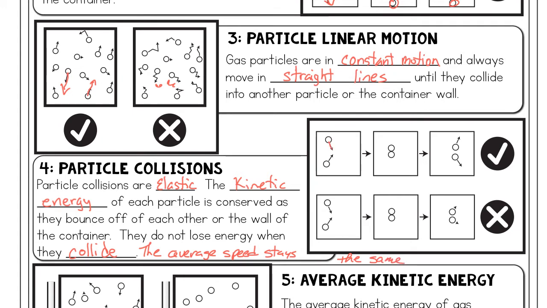So if we have two particles that are going at the same speed and they hit, they're going to bounce off and travel off at the same speed. They don't lose speed at all. This would be incorrect: we have two particles traveling at the same speed, they hit, and then they slow down because they hit. That is not true. Nope. They just keep bouncing off of each other.